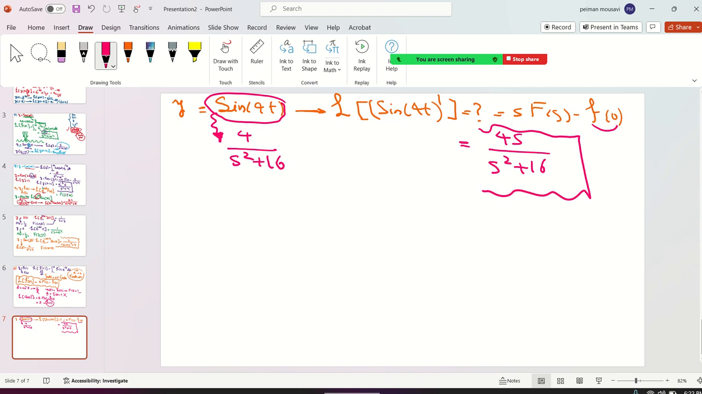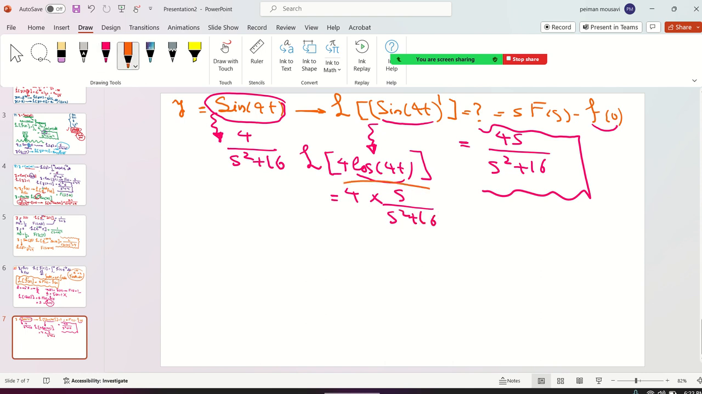Why? Because the time derivative of this, from high school, is 4 cosine 4t. So the Laplace of this, based on what you were taught today, is 4 times the Laplace of cosine 4t, which is s over s squared plus 16. And these two are equal. But what we do care about is this, for any function.